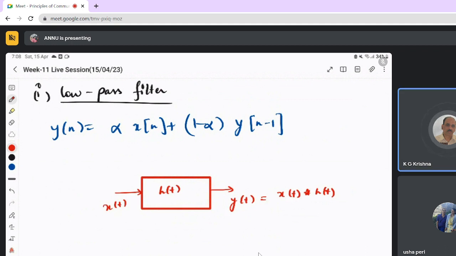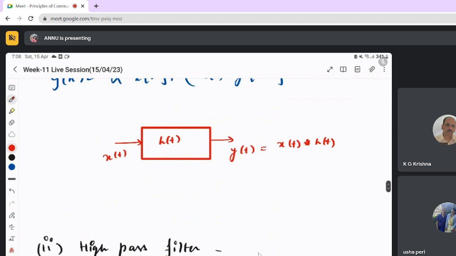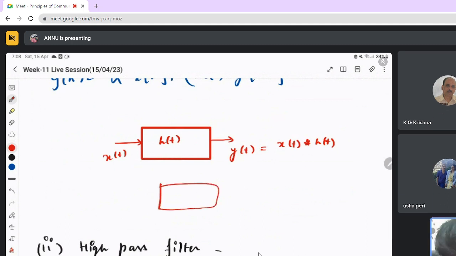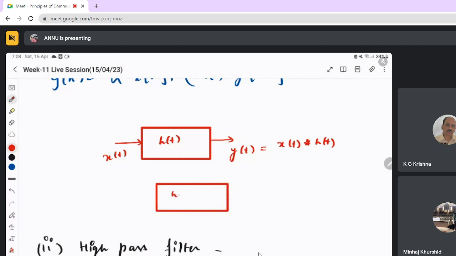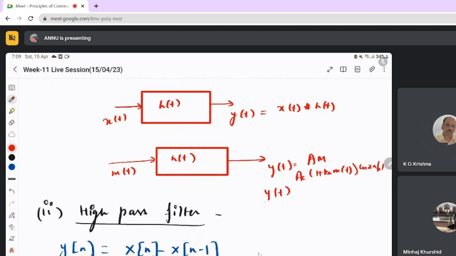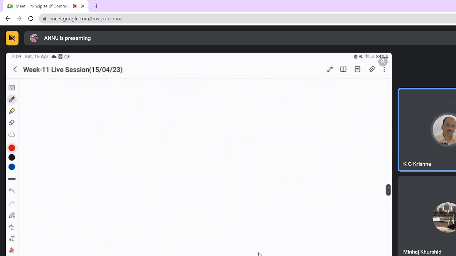What about a modulator? Is it a system? We are simply multiplying. Yes, we can write the modulator as a system. Why? Because you have input m(t) and you get the output, suppose AM itself: Ac(1 + ka m(t)) cos 2 pi fc t. So y(t) divided by m(t) can be written in terms of h(t). This is a question. No, because that is not an LTI system. That is not a system. What I mean is system means LTI system.